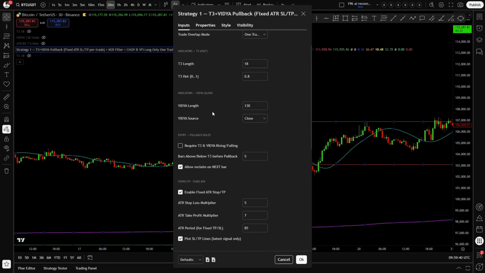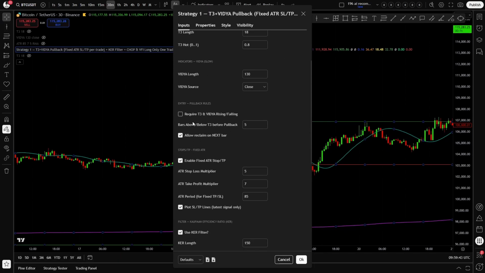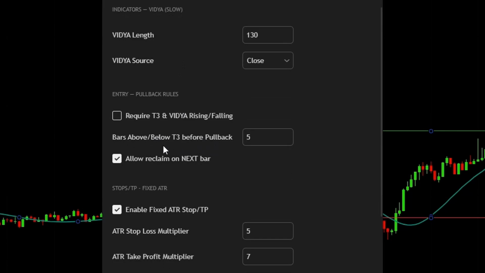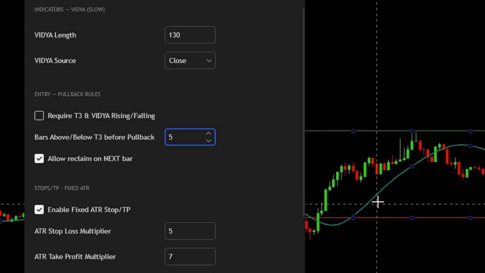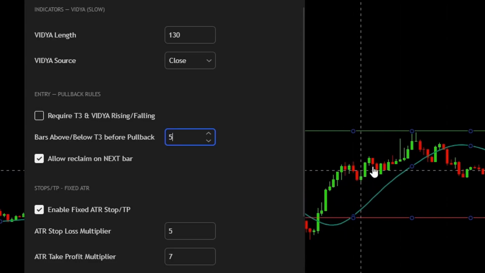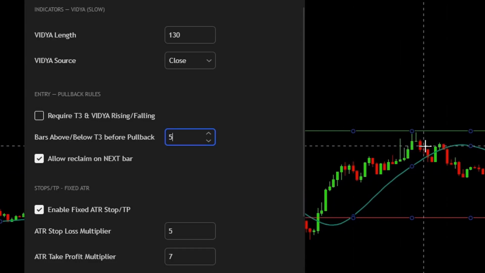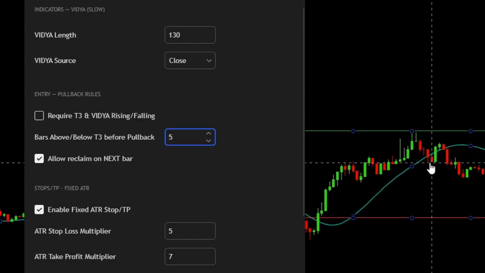But with this strategy, we have many other filter indicators. First of all, you can set how many bars we require to be above the T3 before a valid pullback. For this optimization, it is set to 5, which means that before any pullback to be valid, we need 5 closed candles above the T3. For example, here we have around 20 or 25 closed candles above the T3 before a real pullback.